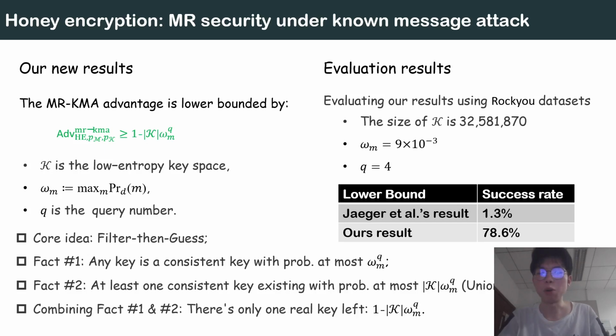Additionally, we further improved Jaeger et al.'s proof techniques. The improved techniques can also describe the global picture of MRKMA advantage and provide the lower bounds on the advantage in the message recovery security with set information, that is MRSI security.